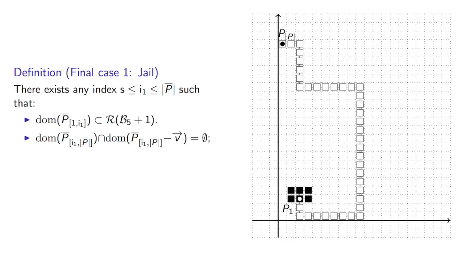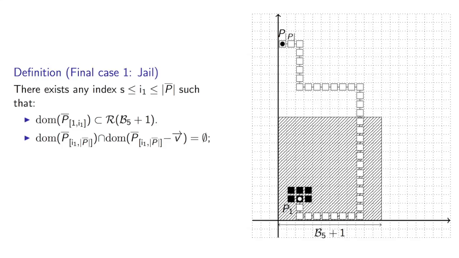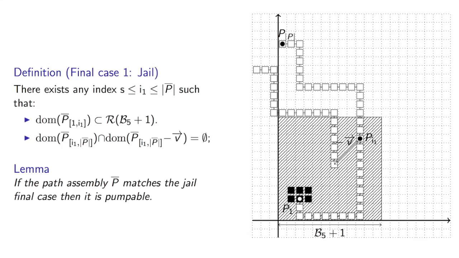This path assembly has to satisfy two conditions to match the jail final case. First, consider the square of width b5 plus 1. Note that the value of this bound can be found in the appendix of the article available online. Now we consider an index I1 and we suppose that the segment of P from its first tile to I1 belongs to the square of width b5 plus 1. Now consider the segment of P from I1 to the last tile of P. Suppose that the segment does not intersect with its translation by minus V. If these two conditions are satisfied, then the path assembly P matches the jail final case.